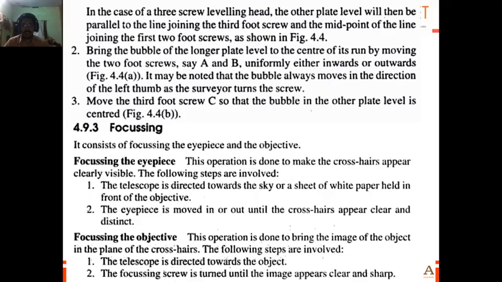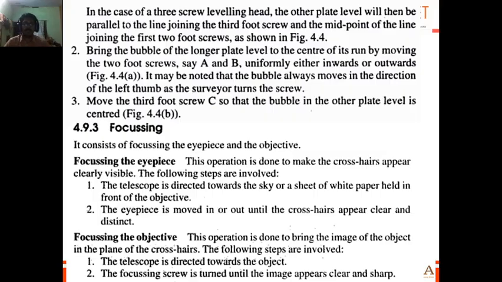Next, focusing the objective. This operation is done to bring the image of the object in the plane of the crosshair. The telescope is directed towards the object. The focusing screw will be on the side of the telescope, a big screw. The focusing screw is turned until the image appears clear and sharp. While adjusting that, the crosshair also must be visible and the object also must be visible.